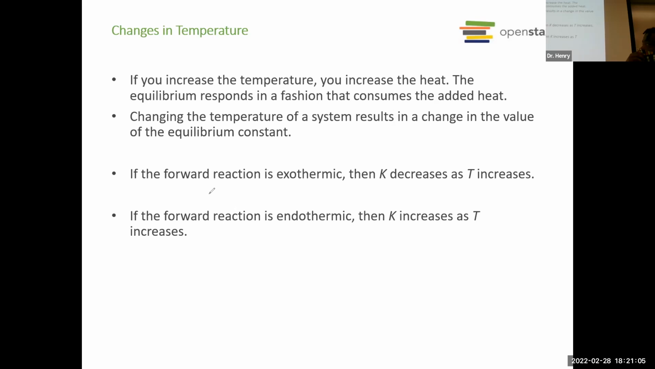So we know that changing the temperature is going to change our equilibrium constant, because that's going to change each of the rates going back and forth, and at equilibrium, those rates have to be exactly the same. So if the forward reaction is exothermic, what does exothermic mean again? It releases energy, or releases heat. So then K decreases as temperature increases. So that means that the equilibrium constant is going to get lower as the temperature rises.